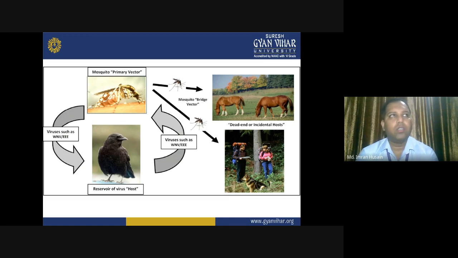So this image specifically signifies the scenario via which the disease is being transmitted from birds to mosquitoes and mosquitoes to birds. Meanwhile, the mosquito is the primary vector, and the mosquito acts as a bridge vector in transmitting the disease to vertebrates that include animals and humans.